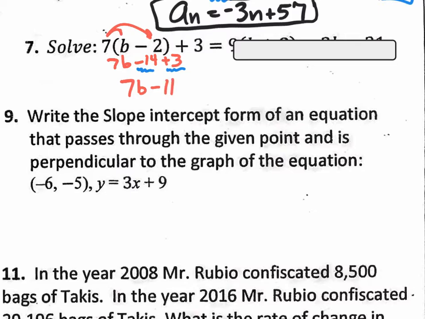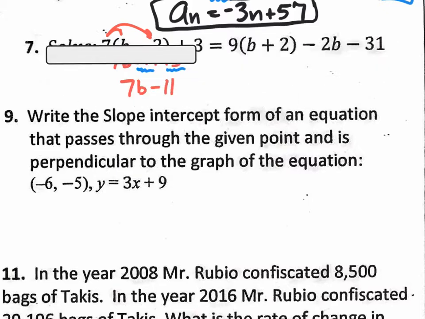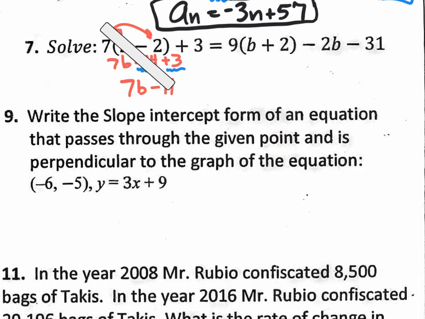So the left side completely simplifies down to 7b minus 11. Now, let me just put that like that. Ignore the left side for a while. Let me focus in on the right side.